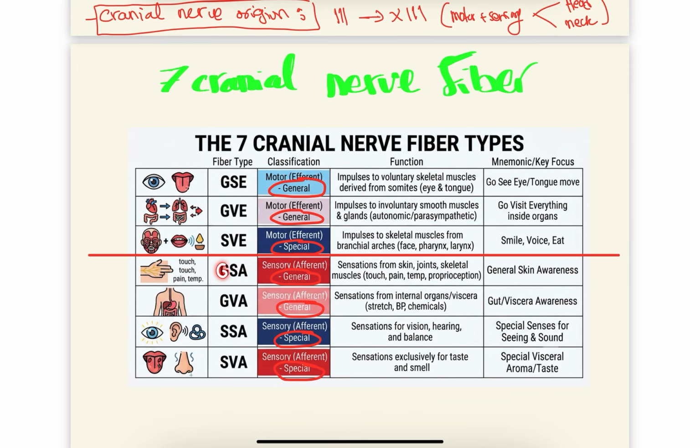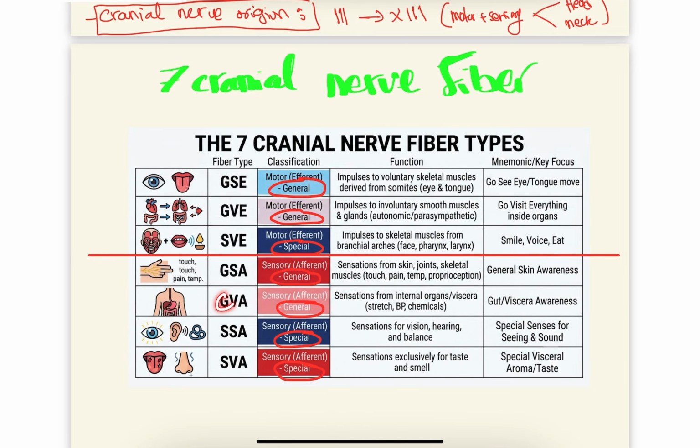We have the GSA, you can memorize it as general skin awareness. General skin awareness. What does this mean? Your awareness of the skin. So the sensation from the skin, the sensation from the joints, the sensation from your skeletal muscle, or we call what the sensation, if you remember, it's called the proprioception, being aware of your surroundings.